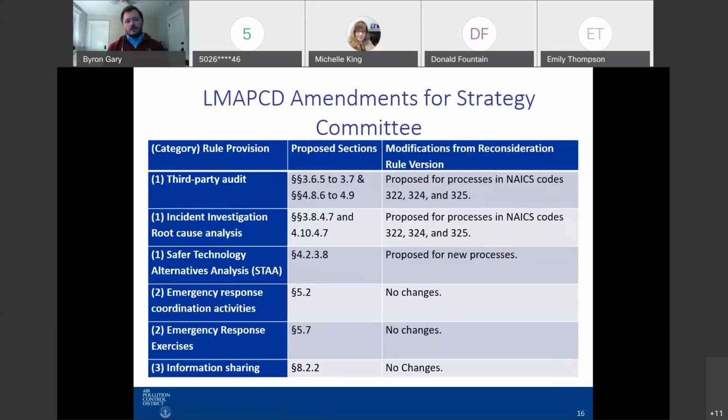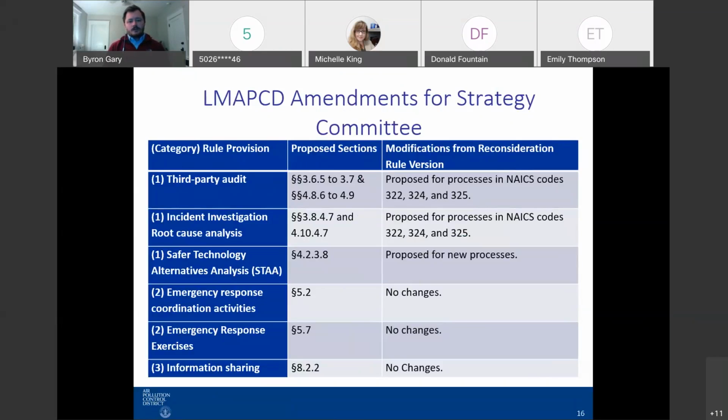The draft amendments would require both the third-party audit and incident investigation root cause analysis, but it would be limited to just facilities in North American Industry Classification System, NAICS, codes 322, 324, and 325. Again, those are the paper manufacturing, coal and petroleum products manufacturing, and chemical manufacturing codes. So that's what those NAICS codes are short for. The only one within those three that we have facilities for is chemical manufacturing, which is NAICS code 325. The third-party audit and incident root cause analysis would still be required after an accident or catastrophic accident for any of the chemical manufacturing facilities.